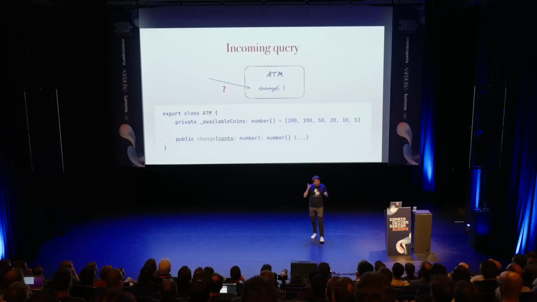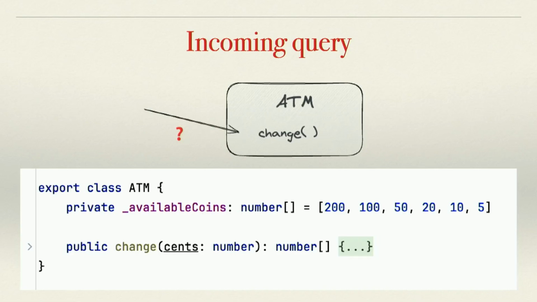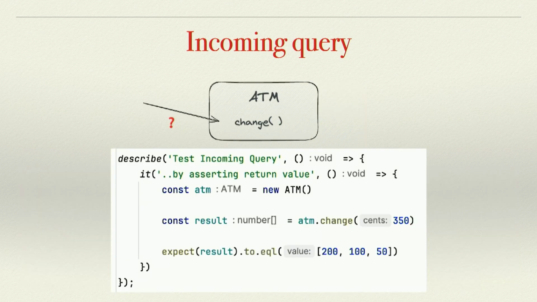So a change takes some cents, and there are available coins, as a coin changer. And by the way, do not model money with integers, right? That's also an important part of this talk. So how do we test this? We send the method change, and then we assert the return value of what change actually does. Pretty easy. We all learn how to do this.